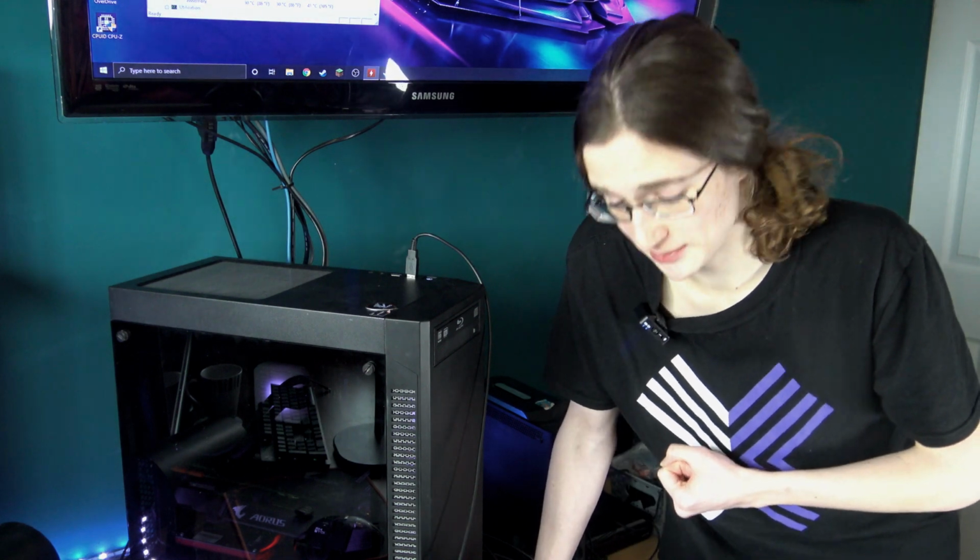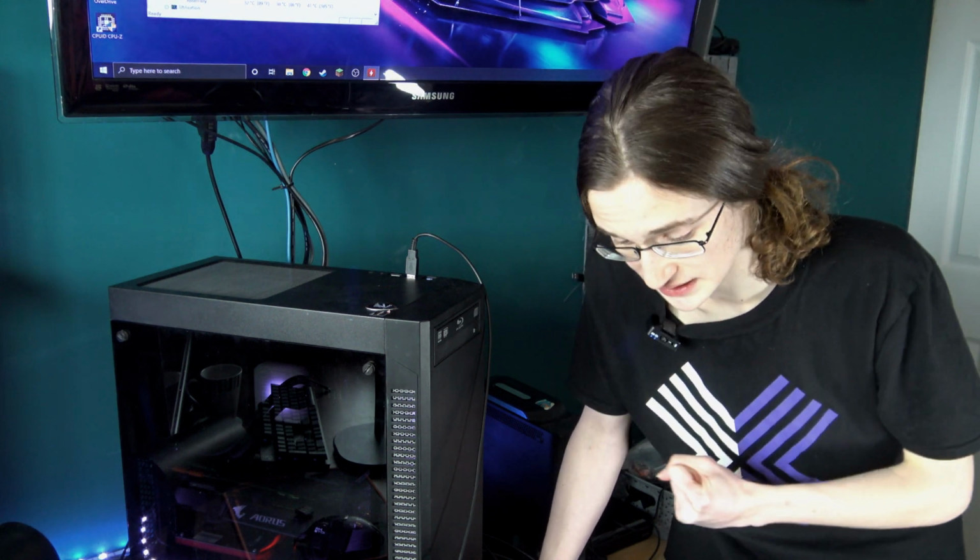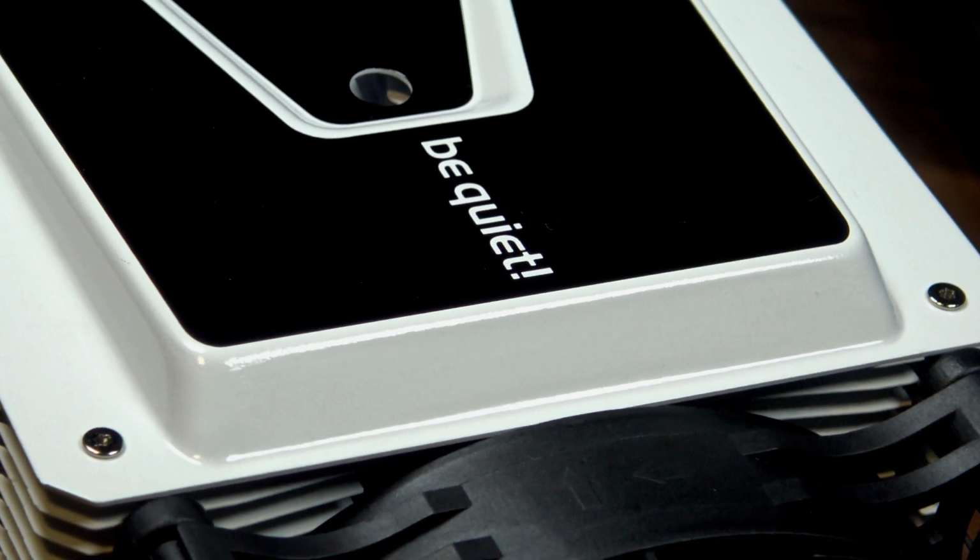So let's go over our setup here. For cooling, of course, we need something super strong to tame the 125 watt TDP FX 8350, so I went with the Be Quiet Shadow Rock 3, which I recently reviewed on the channel, which I highly recommend you check out. It's gonna be up in the iCards.